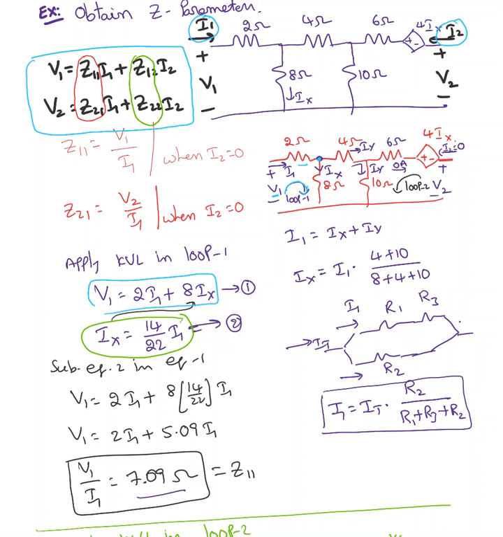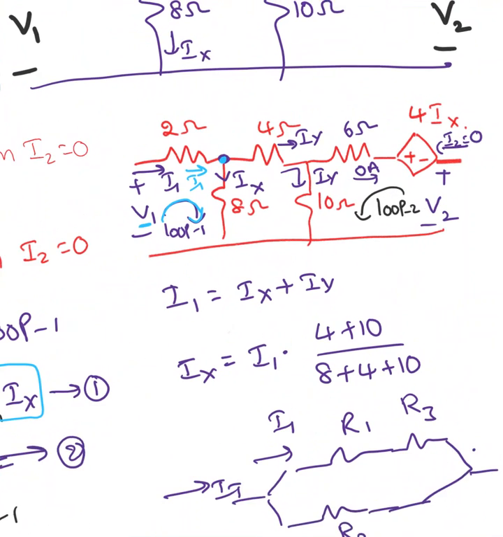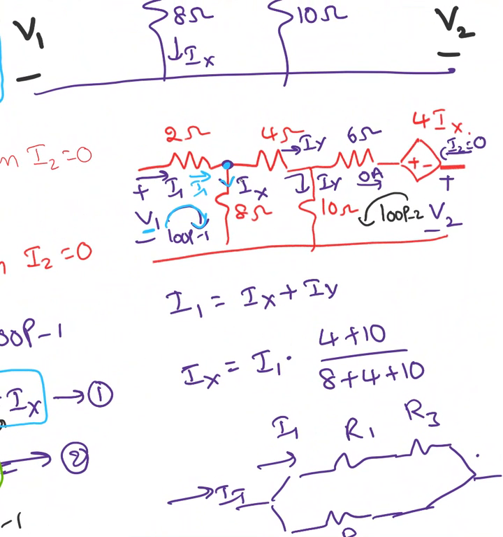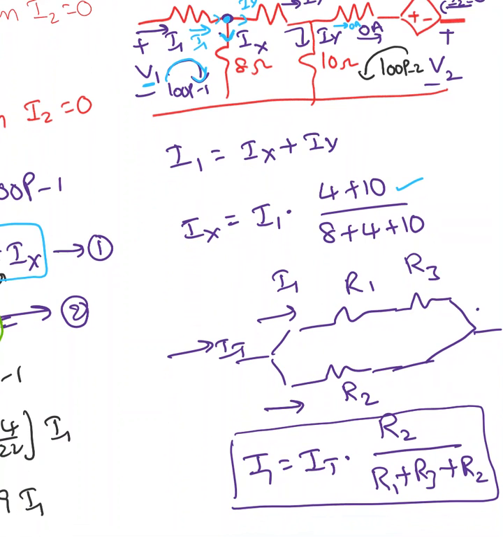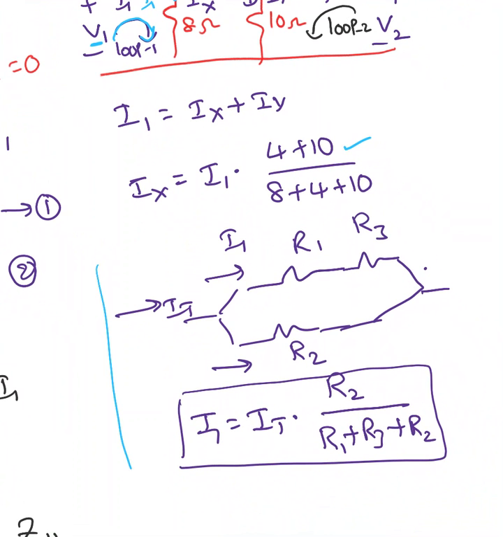So I1 current comes to this point, and it's going to split into Ix and Iy. So to get Ix equal to total current I1 times opposite resistance. I'm finding Ix here, so opposite resistance is 4 plus 10 ohms. By the way, there is no current passing through this 6 ohms, so it's not going to come into the picture. The total resistance is 8 plus 4 plus 10 ohm. I'm going to remind you of the current division rule one more time.